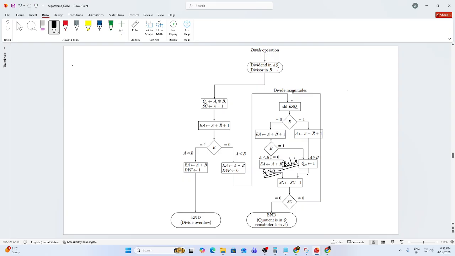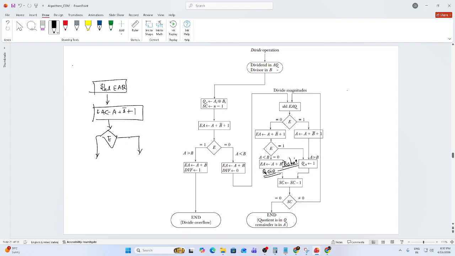The same algorithm, this extra step he has provided. Now you can follow my steps. Instead of this, you can do this directly, what I told and what he is telling. What I told is shift left EAQ. Then you perform A plus B bar plus 1 first. Then based on E, you take the decision.